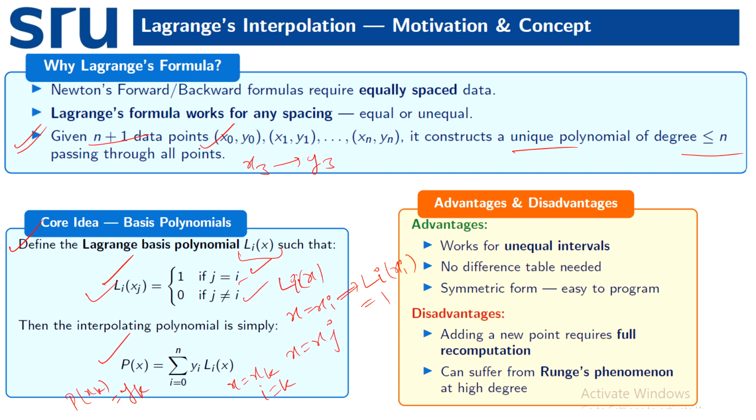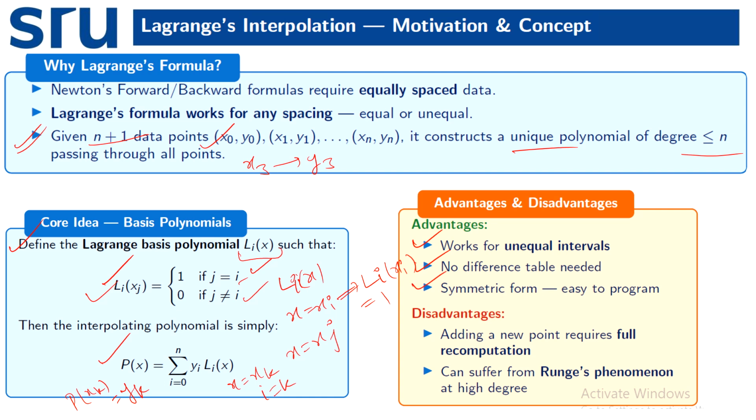Now we come to the advantages of Lagrange's formula. The first advantage is that it works for unequal intervals as well, and this is the biggest advantage. Second, there is no need to construct a difference table, unlike Newton's methods. Again, the formula is symmetric in nature, which makes it easier to understand and implement in programming.